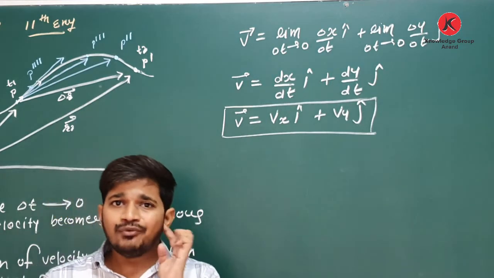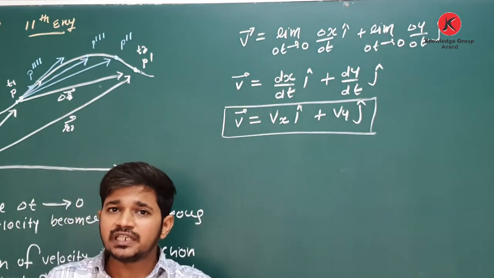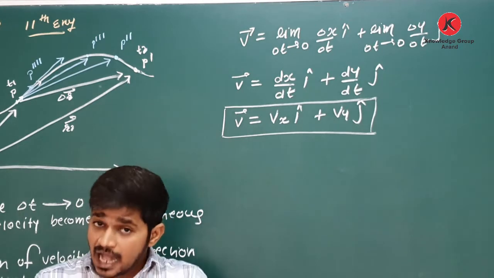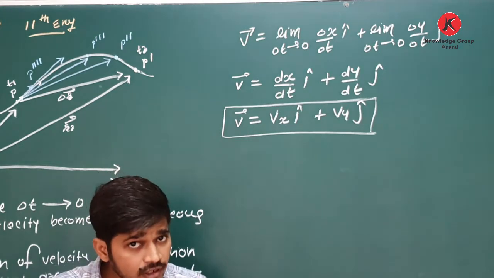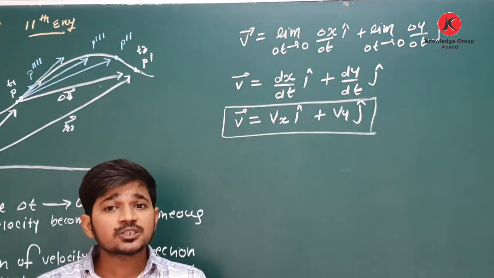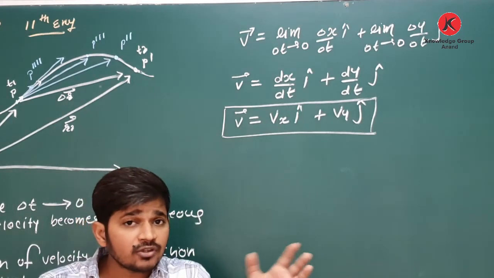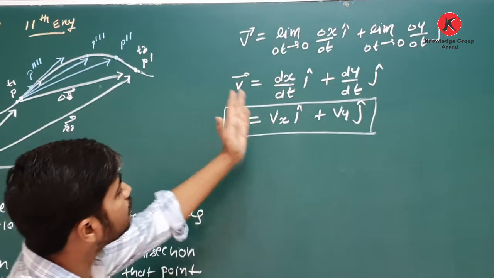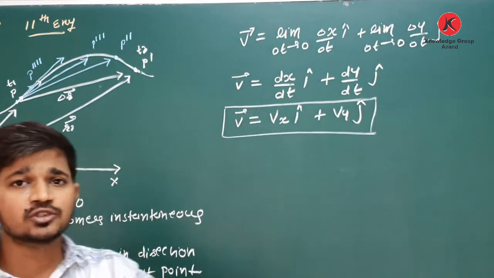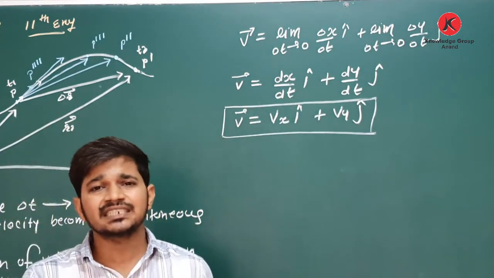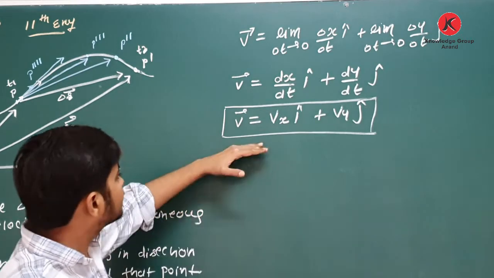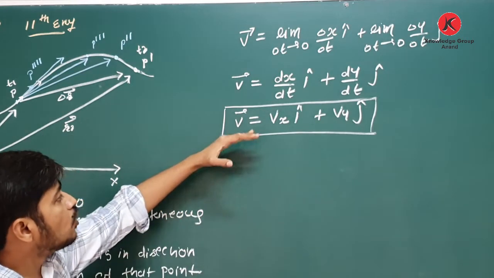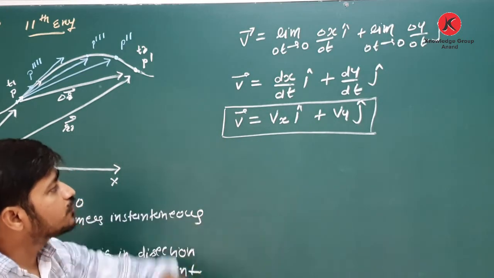In short, we can write each and every quantity in terms of components. R is equal to x i plus y j in terms of components. Displacement delta R is equal to delta x i plus delta y j in terms of components. Velocity is equal to Vx i plus Vy j in terms of components. Yes or no? Yes, it is. So yes, it is about velocity. V is equal to Vx i plus Vy j.